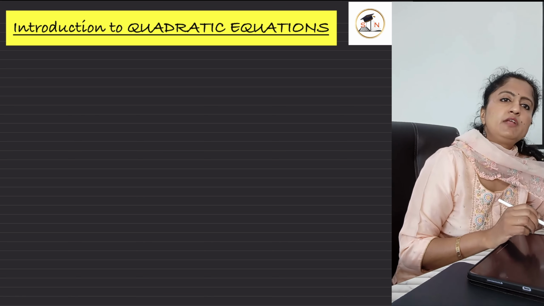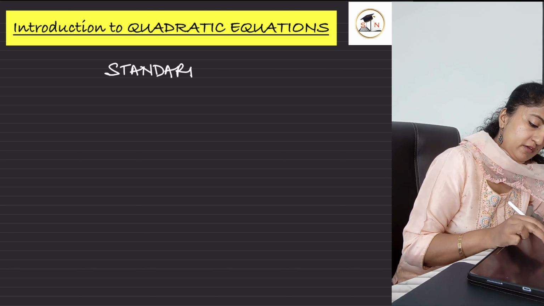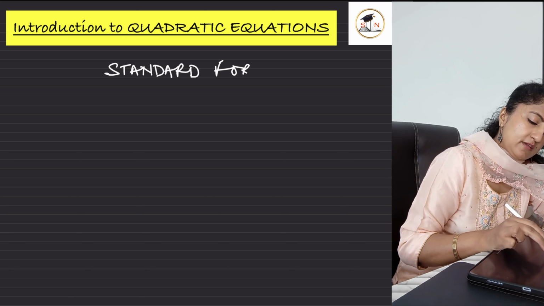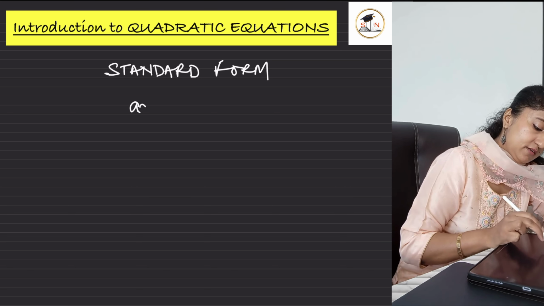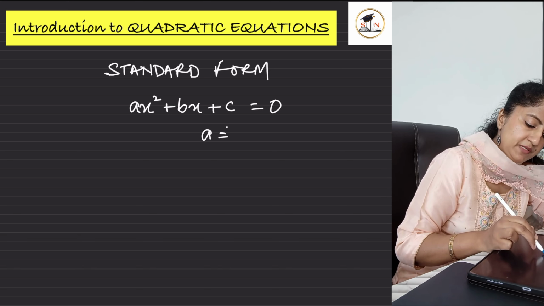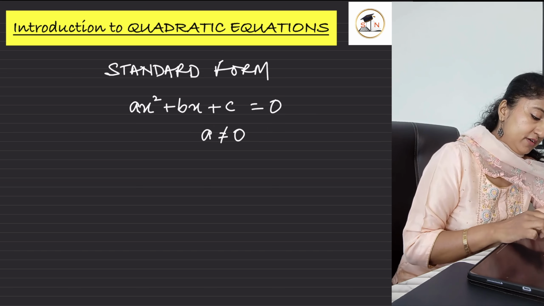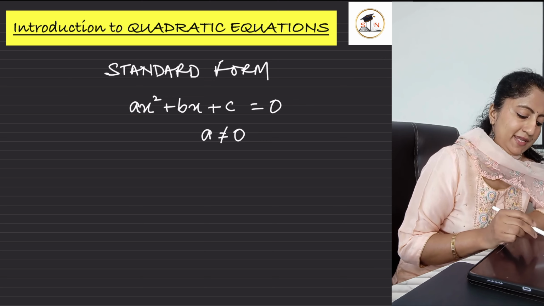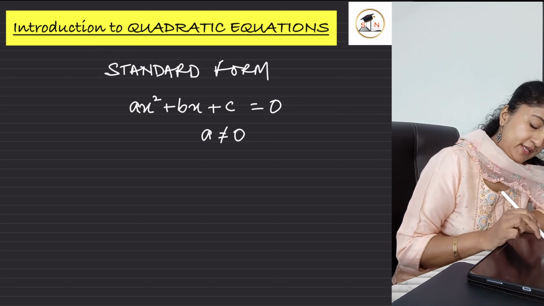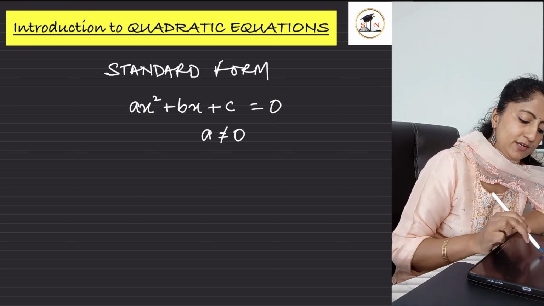So first of all, we will know about what the standard form of a quadratic equation is. When we talk about the standard form, it is ax square plus bx plus c equals 0, where a cannot be 0. Okay. This is a standard form where we have ax square. That means we need to have a variable having a power of 2. That is mandatory. And due to that only, a cannot be 0.